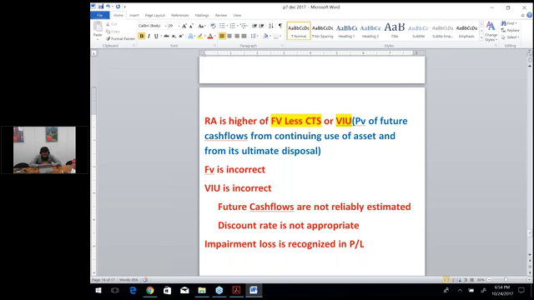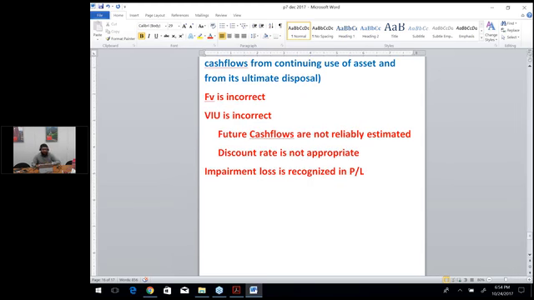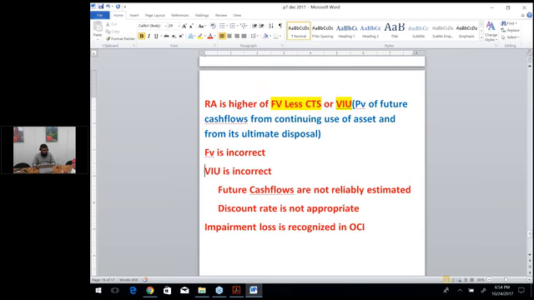So the first one of them is that the fair value is incorrect. The number one of them is that the value in use is incorrect, and the value is incorrect because future cash flows are not reliably estimated, or the value in use is incorrect because the discount rate is not appropriate. The impairment loss is recognized in other comprehensive income instead of the P&L. The further risk is that the useful life is not estimated. These are the various risks that are there.